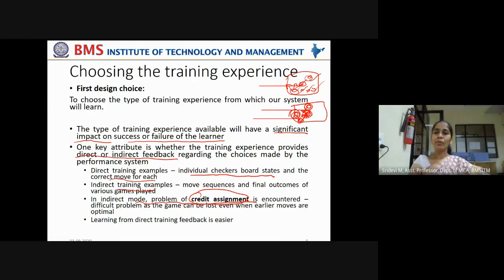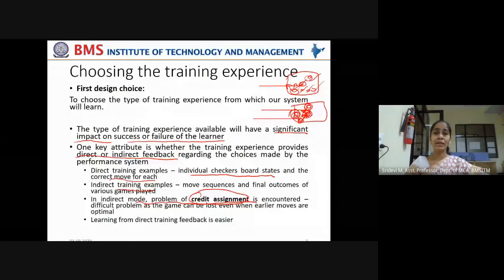Okay, so a move which ends with the final outcome as losing the game will be given a blame or a negative mark, and a move that results in winning the game will be given a positive mark or a credit. This is called credit assignment. Now this is a difficult problem. Assigning credits is a difficult problem.